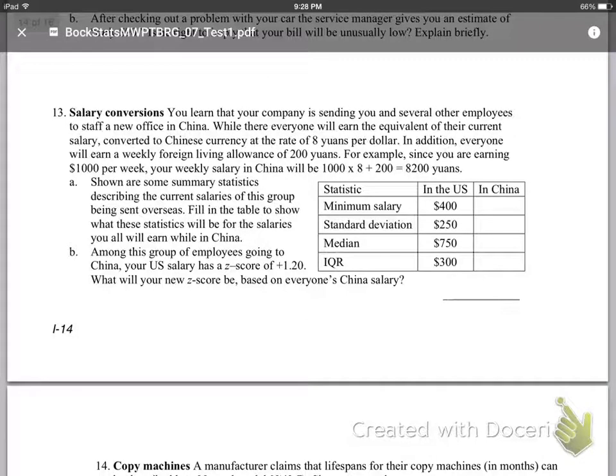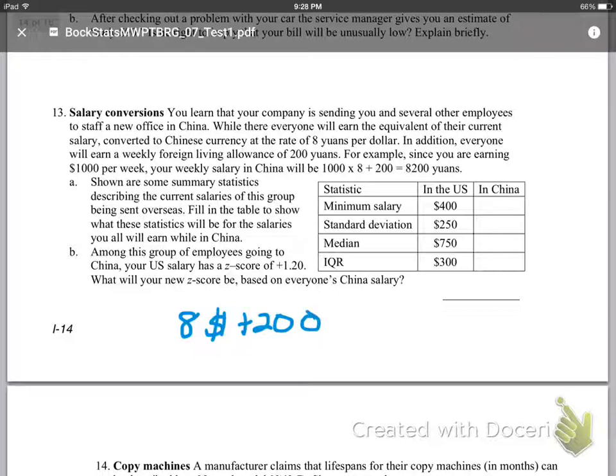Okay, let's go do this. They give us a formula. Let's see, they say, in addition, everyone will earn an allowance of $200. $8 per dollar, so it's $8. In addition, everyone will receive $200. We're humans, okay? Okay, so let's go do this math.